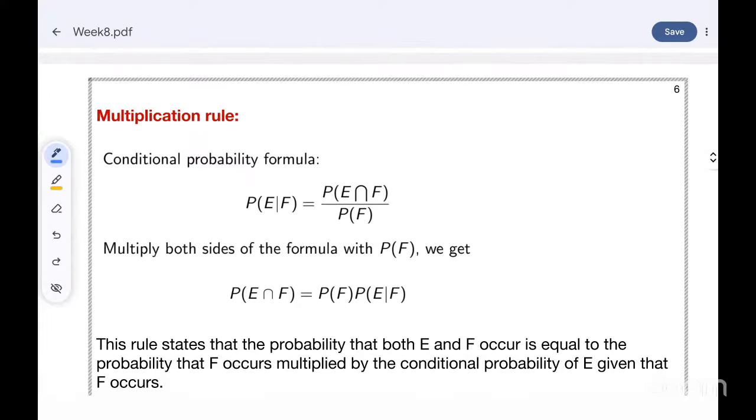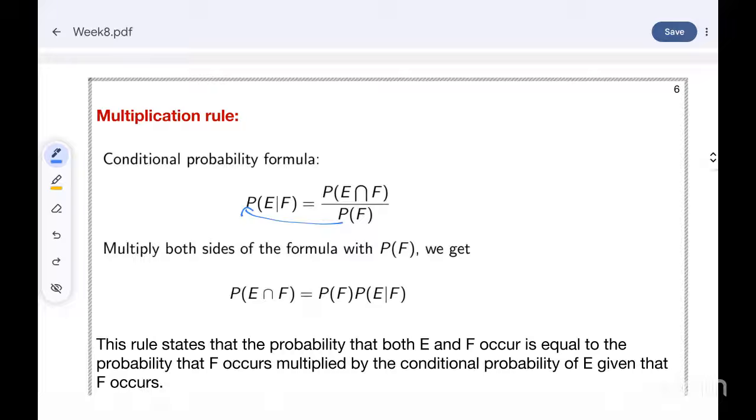The next thing we are going to see is called the multiplication rule. So what is this multiplication rule? We know that this is the conditional probability formula: P of E given F is P of E intersection F by P of F. Now, if we multiply P of F on both sides, what do we get? P of E intersection F is equal to P of F into P of E given F.